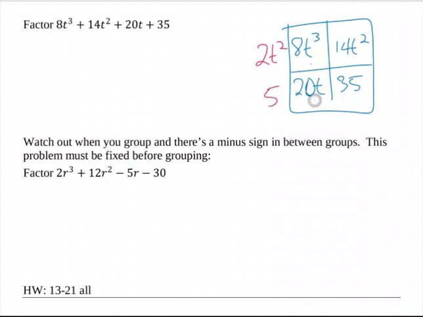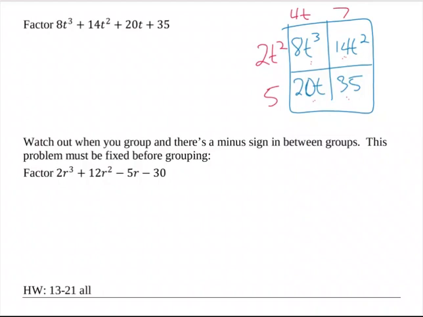And now we have the first column. So I'm looking in these two boxes here, and we're going to have a positive, and the biggest number that goes into both 8 and 20 is 4. And then t to the third and t, the lowest exponent between them is just t to the first. So it's 4t. And then finally, we have 14t squared and 35. There's no t in both of those boxes, so I'm just pulling out a number. The biggest number that goes in both 14 and 35 is 7. So I'm pulling out a 7.